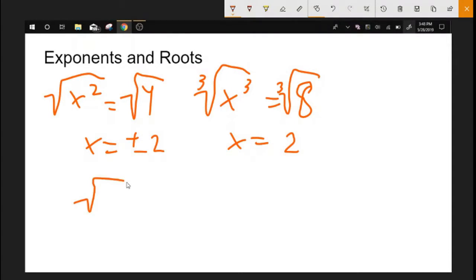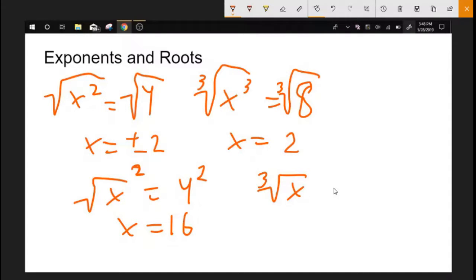And then this can also go for the opposite. So the square root of x is equal to 4. And this time you put the exponent of 2 here, because it's the square root, and then exponent of 2 here. And now you have x is equal to 16. Then for the cube root of x is equal to 2, you put exponent of 3 here, and an exponent of 3 here, and now you have x is equal to 8.